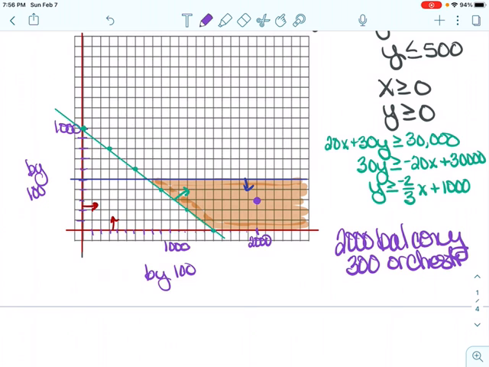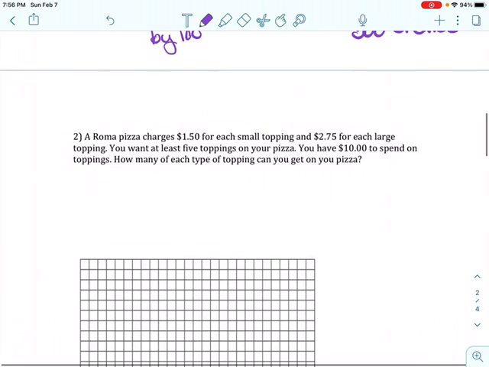Okay, and that's all we're doing: picking the information out, writing the inequalities, graphing them, and picking a point in the shaded region. All right, let's try the next one.